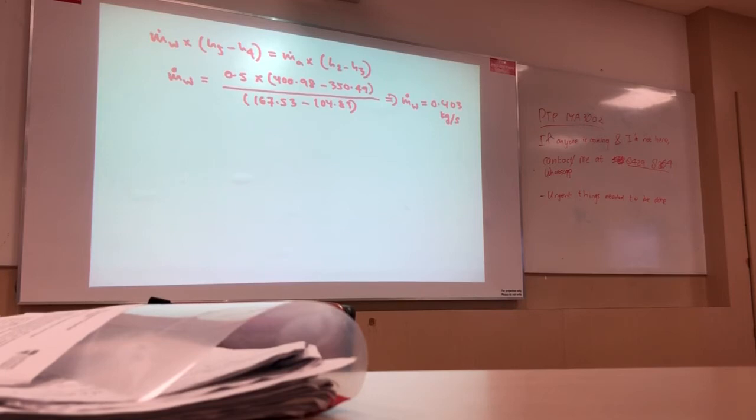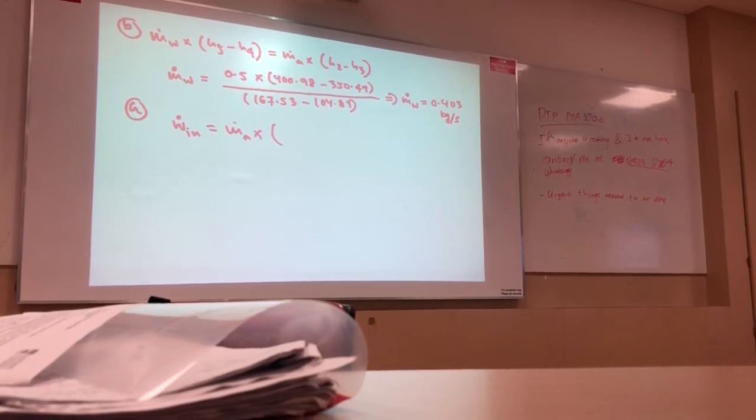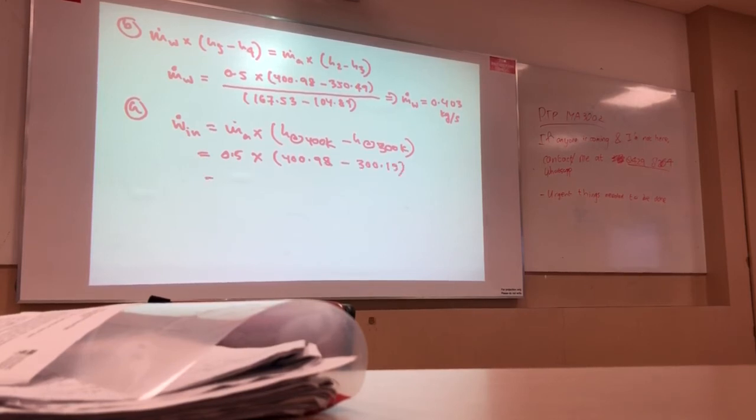Answer B, this one. And what is the turbine power? Remember? Turbine power is W dot in. You remember, right? Mass flow rate of air times H with respect to 400 Kelvin minus H with respect to 300 Kelvin. Now we are going to substitute the numbers: 0.5 times 400.98 minus 300.19. Then I get 50.4 kilowatt.